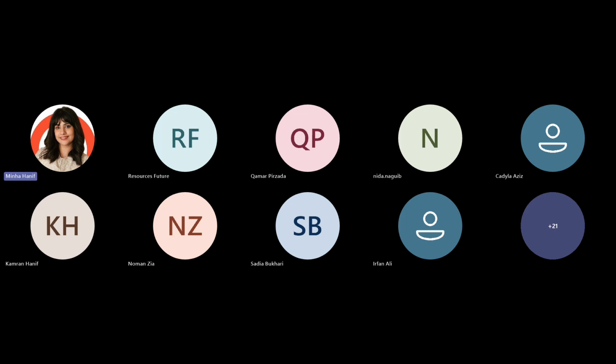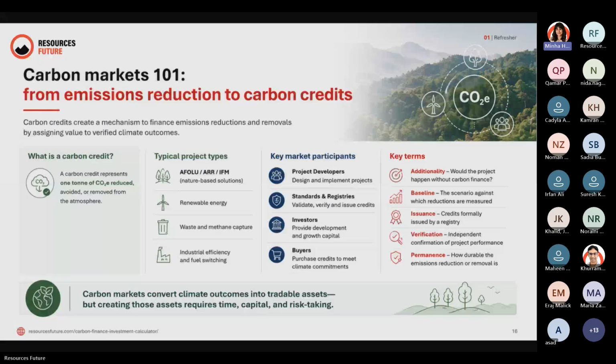So before we move on to the demonstration itself, I'd like to spend a few minutes refreshing some key carbon market concepts. So let's begin with how carbon markets work. At its simplest, a carbon credit represents 1 ton of carbon dioxide equivalent that has been either reduced, avoided, or removed from the atmosphere. When we say carbon projects, these are projects that create such climate outcomes through activities such as renewable energy deployment, methane capture, industrial efficiency improvements, or nature based solutions such as afforestation and ecosystem restoration.